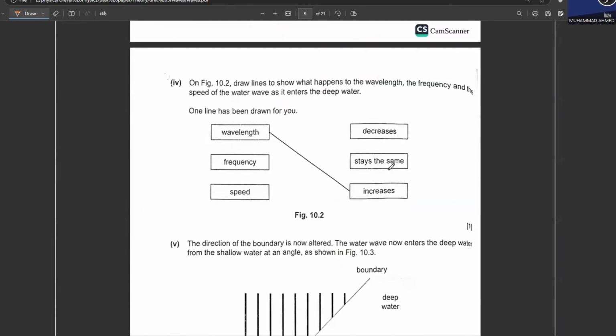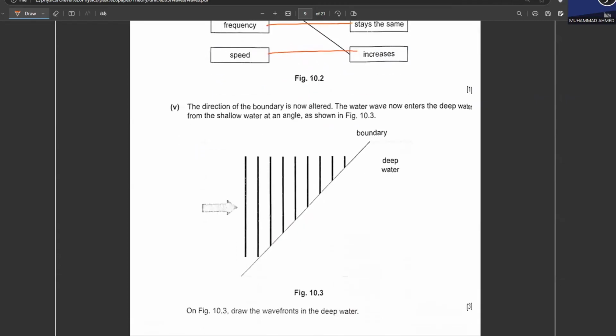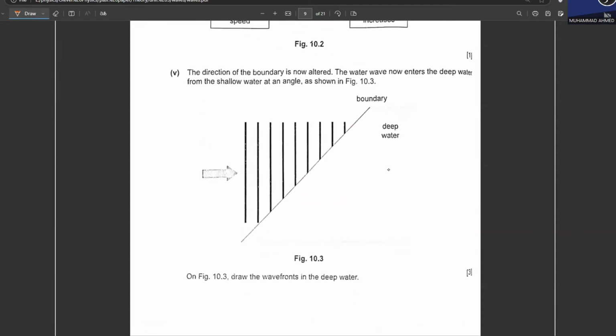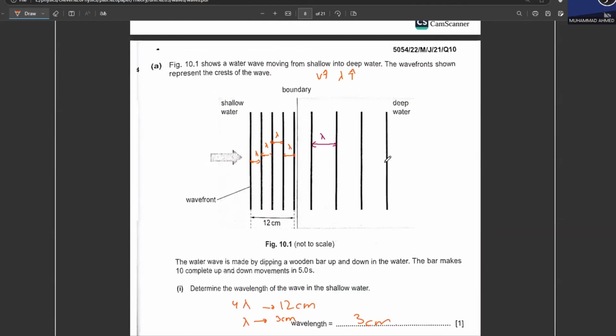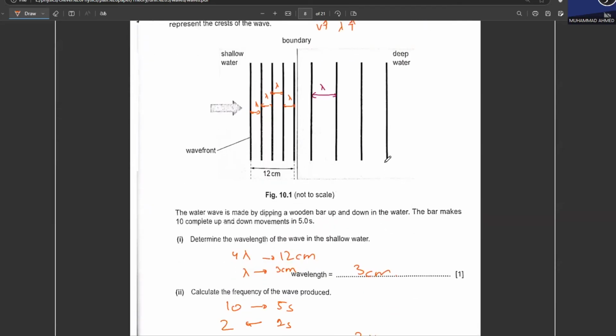Let's further move ahead. On figure 10.2, draw the line to show what happens to the wavelength, the frequency, and the speed of water as it enters deep water. So wavelength increases, frequency stays the same, speed also increases. Simple. The direction of the boundary is now altered. The waves now enter the deep water from the shallow water at an angle as shown in figure 10.3. On figure 10.3, draw the wave fronts in deep water. Again, you are going from shallow water to deep water. What have I told you initially? From shallow water to deep water, your wavelengths increase, velocity increases.